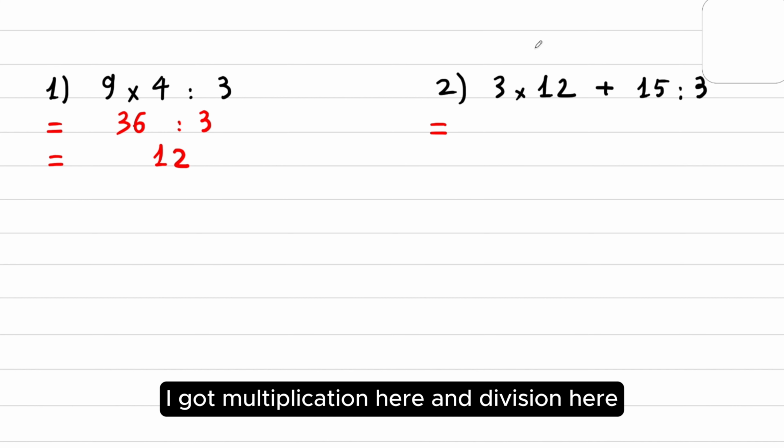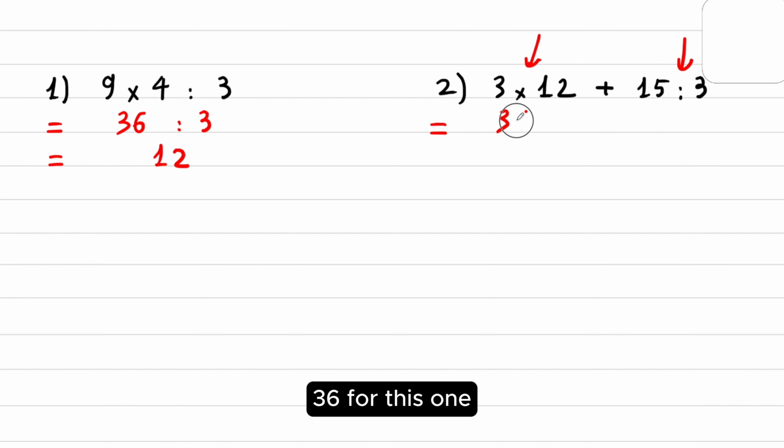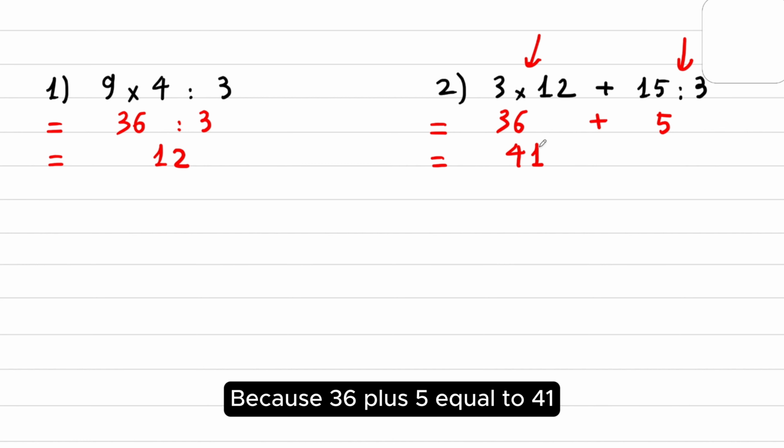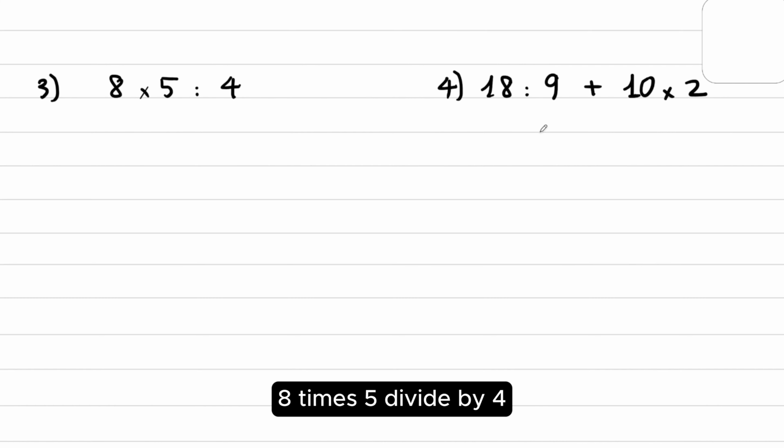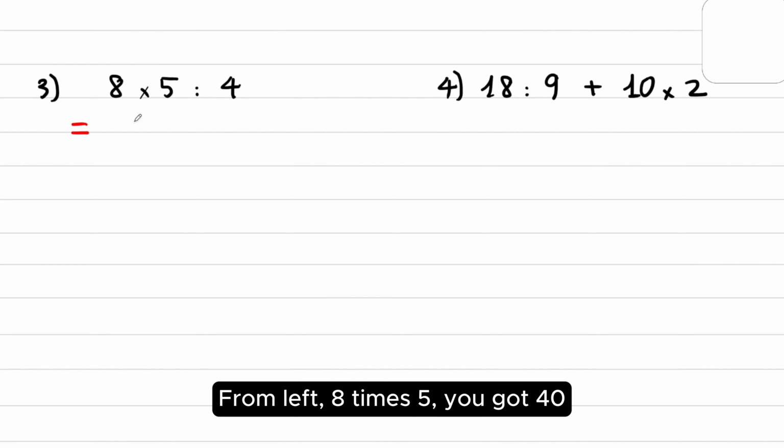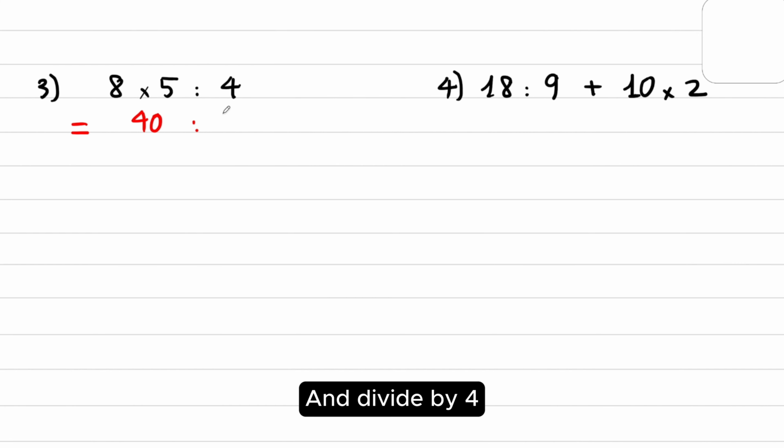Example 2, I have multiplication here and division here, so I will take them first. 36 for this one and 5 for this one, and then there is the addition. So for this one, you get 41 because 36 plus 5 equals 41. Okay, move to another example. Example 3, 8 times 5 divided by 4. Only multiply and divide, so I will go from left to right. 8 times 5, you get 40, and divide by 4, I repeat it, and then I get 10.